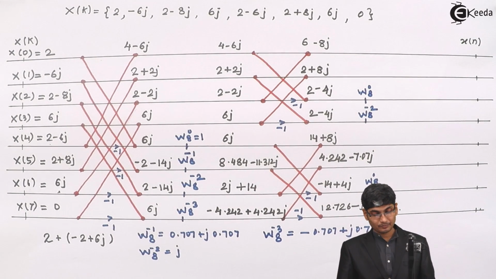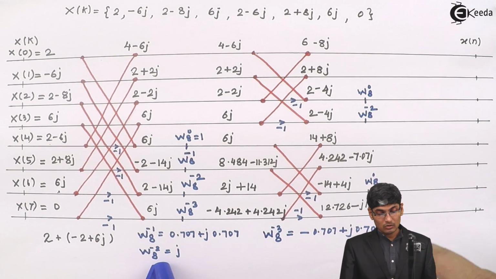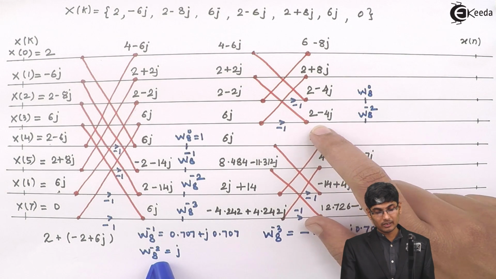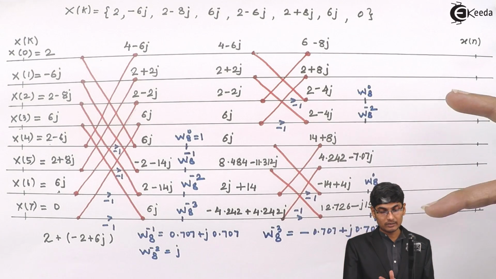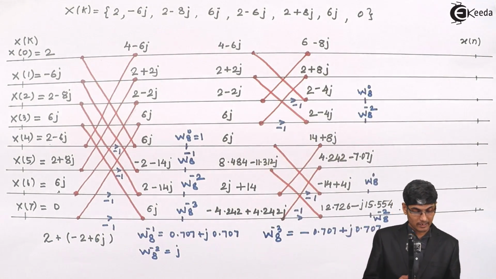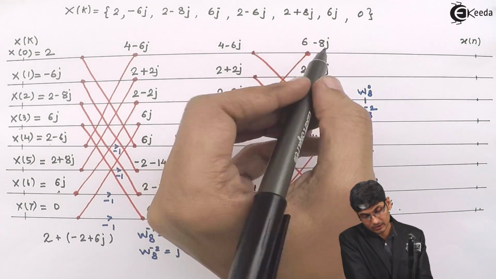Okay, so minus 2 is j. So when I multiply this number with j, the real quantity becomes imaginary, whereas imaginary becomes the real. That's the only change. W8 raised to 0 is 1. So let us process and get the inputs for the next stage.